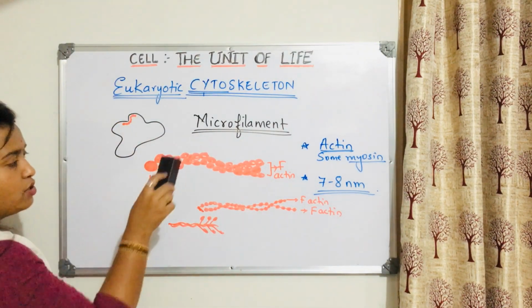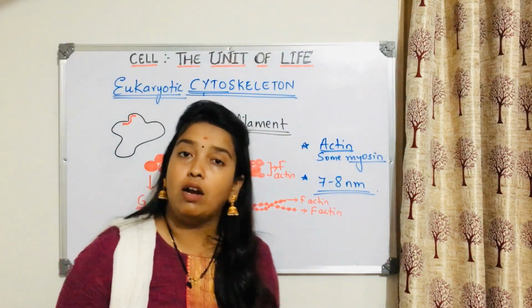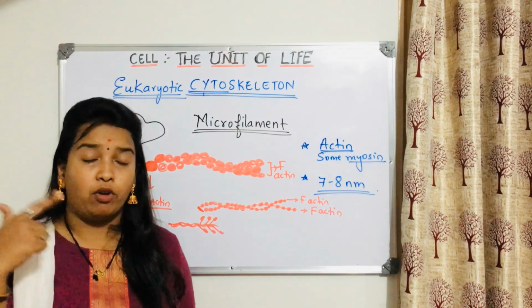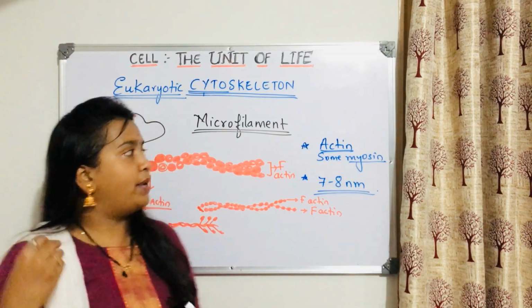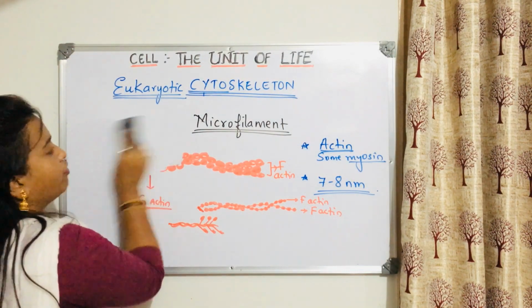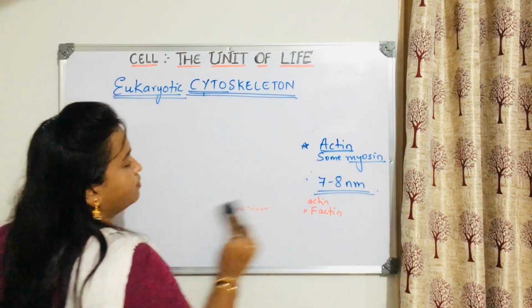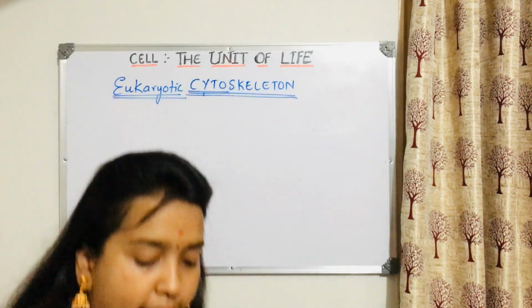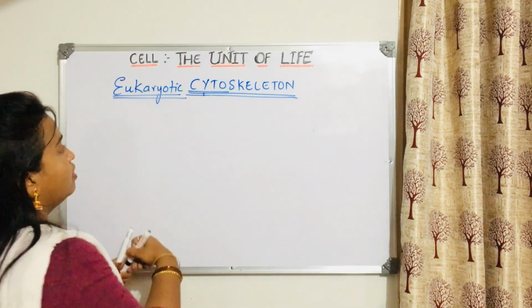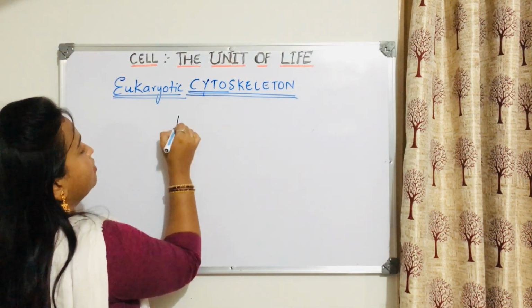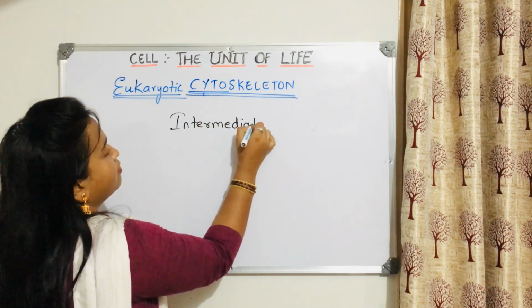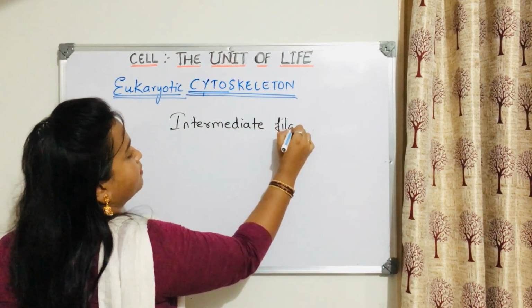Coming to the last one, this is also important for your understanding. If you understand microtubules and microfilament, that's more than enough. But still, we have one more. Now let us finish it off. So the third one, the last one, is the intermediate filament.